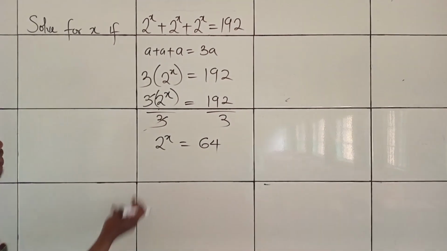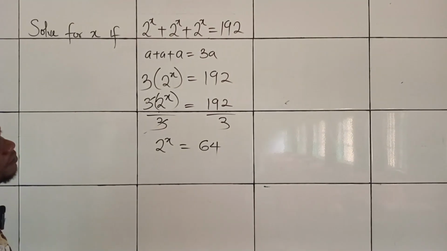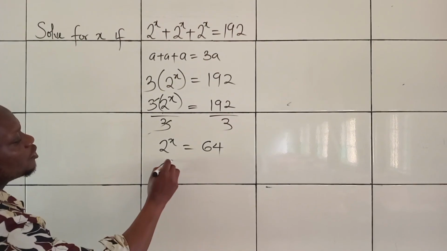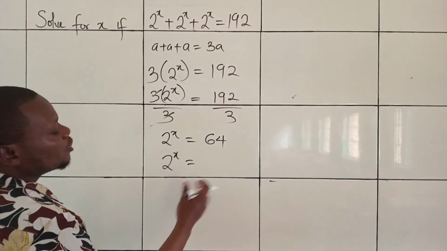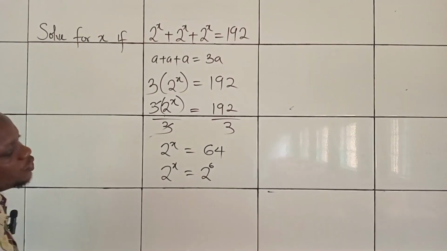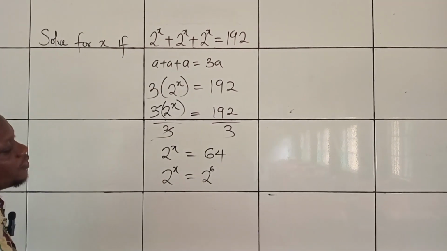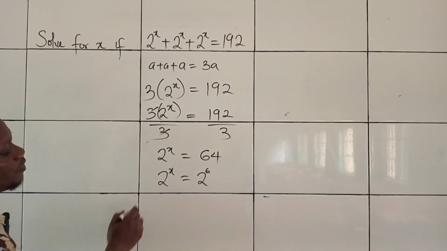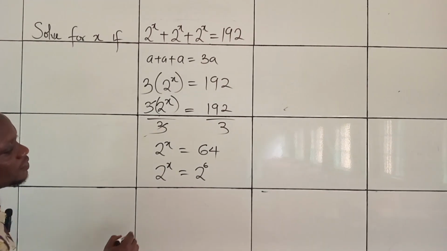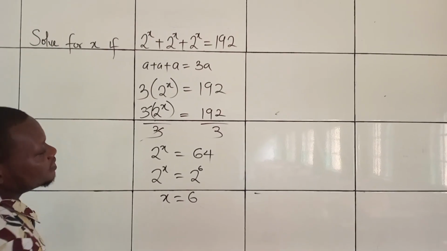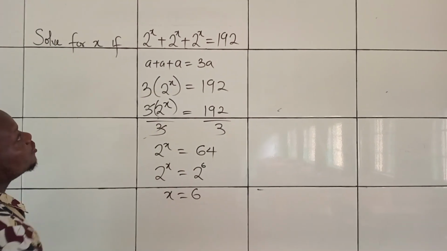Right? So from here we have different bases. To be able to find the value of x, we write 2 raised to the power of x equals 2 raised to the power of 6, which gives us 64. It means when we keep multiplying 2 by itself six times, we get 64. Since the bases are equal, we just equate the powers. The power here is x, while the power here is 6. So the final answer is x equals 6.